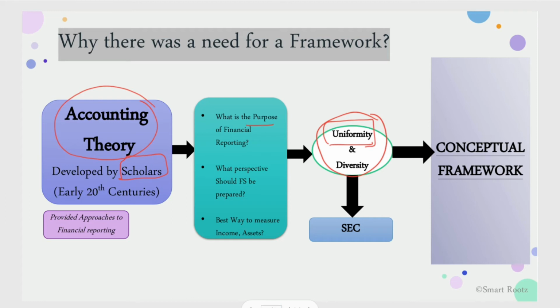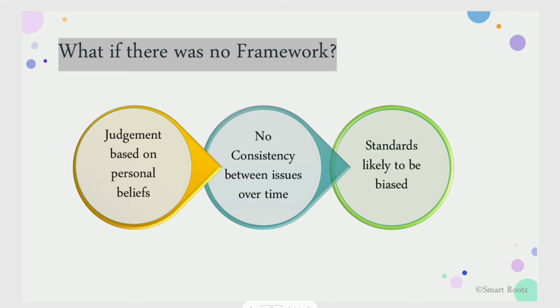We discussed this in the accounting principle video, but I'm revisiting it so that we understand why there was a need for this conceptual framework. Assuming there was no framework and we just followed all the different theories given to us, every company and every corporation would be following their own way of accounting. This leads to judgments that are based on personal beliefs. When it goes by personal belief, what happens? It becomes more biased. One person's perspective would be different from another person's perspective.